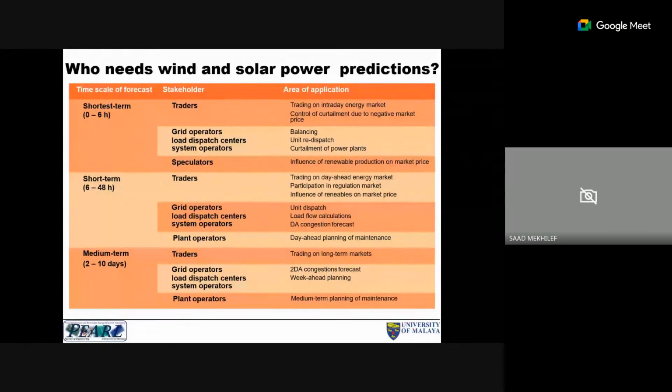Okay, so for short terms, the traders. Here we have plant operators, grid operators, load dispatch centers, and so on. So different parties are interested in this forecasting or predictions. Maybe I just want to show you another.